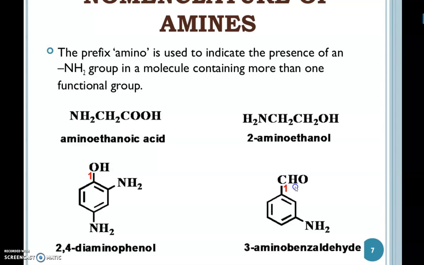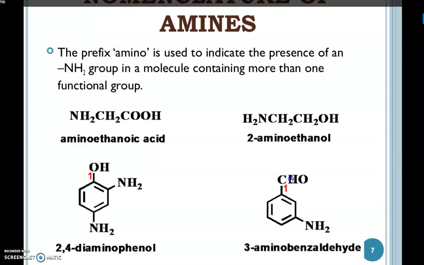If a compound has more than one functional group, and it also has an amine functional group along with one more functional group, what do we have to do? First we give the prefix amino, then the parent chain and the functional group. It is ethane, so amino ethanoic acid, COOH. This is a carboxylic acid, so amino ethanoic acid.